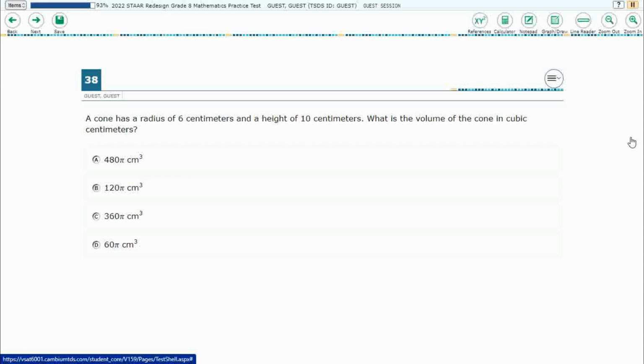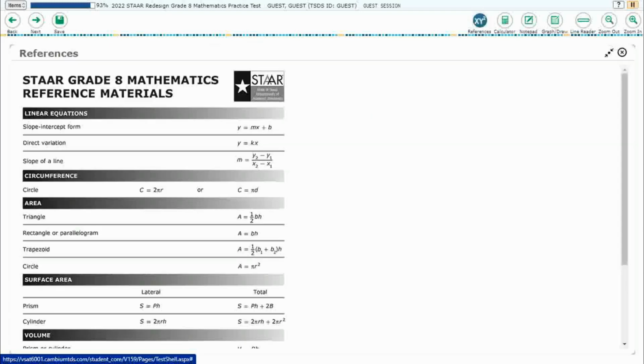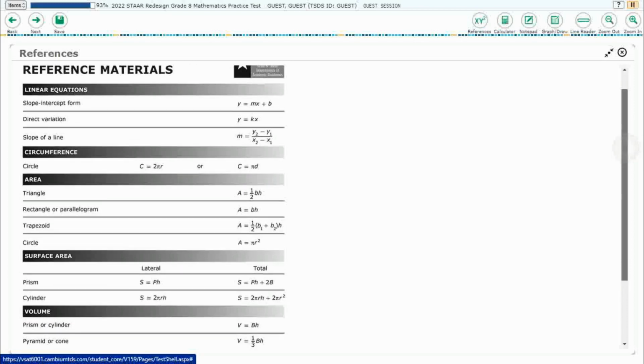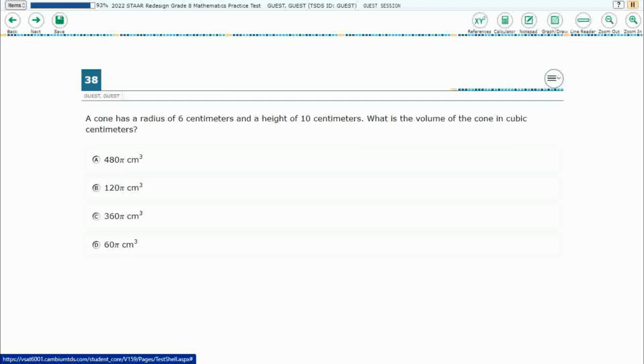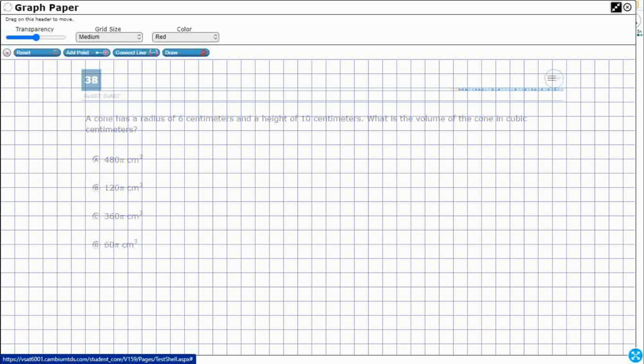So we have a cone here with a radius of 6 centimeters, height of 10, and we are simply looking for the volume. All right, so let's first look at our reference materials here. So volume of a cone, you're going to see it right there at the bottom of your screen, and it's the same equation for volume of a pyramid or the volume of a cone. It's going to be V equals 1/3 base times height.